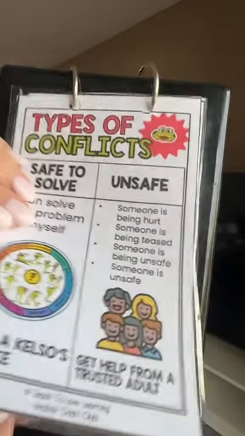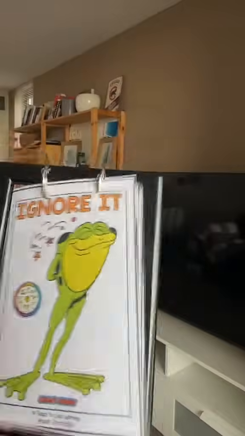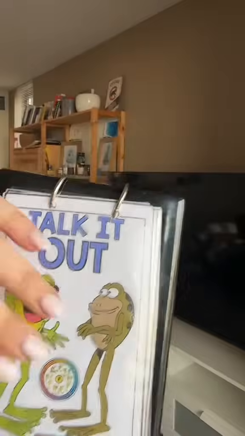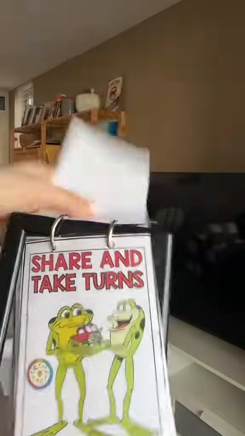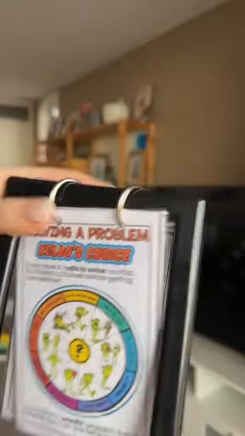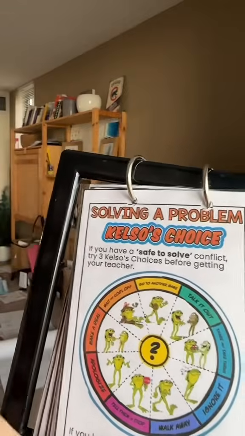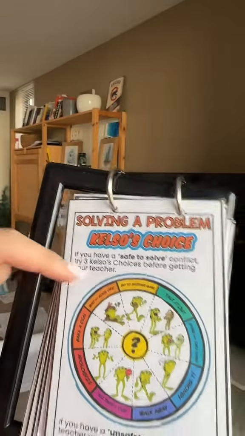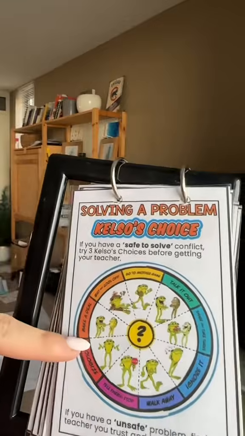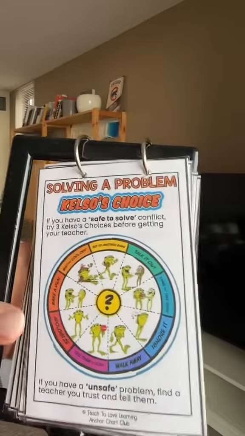I'm going to flip it around here, but basically we have all these different choices. We have walk away, ignore it, apologize, talk it out, go to another game, tell them to stop, wait and cool off, make a deal, and share and take turns. Those are all of the different choices on Kelso's choices wheel. Once you've gone over what each of those looks like, you can tell students to try three Kelso's choices before they try to get a grown-up or someone else to help them solve their problem.